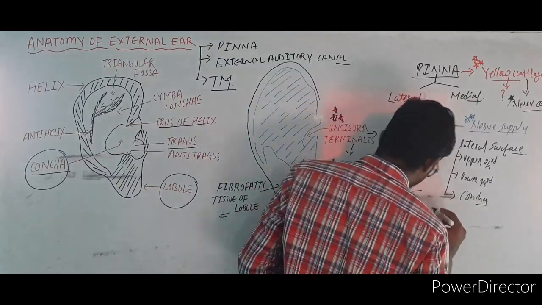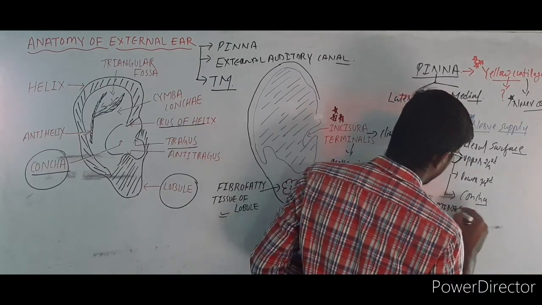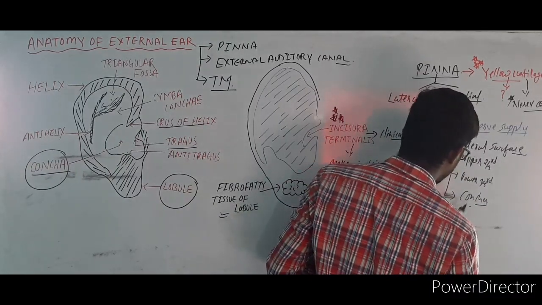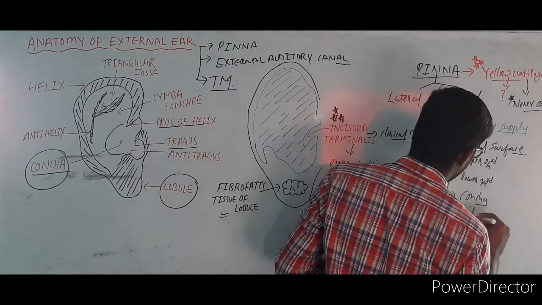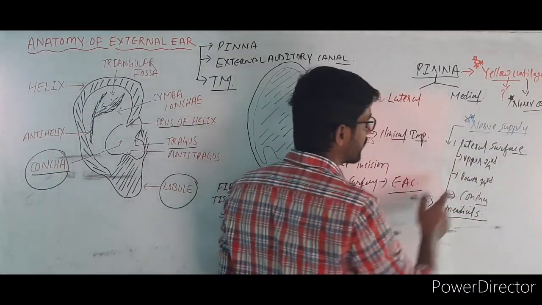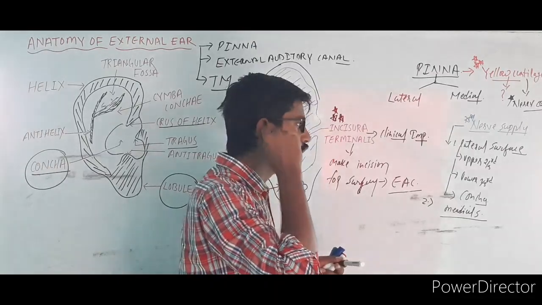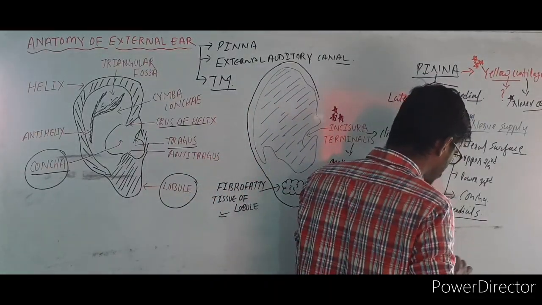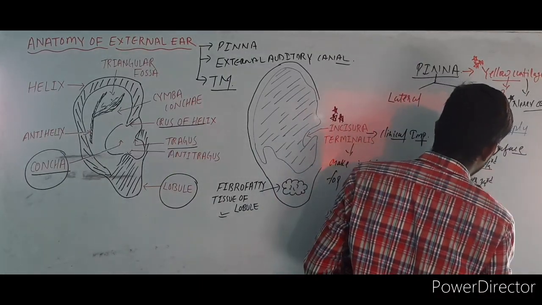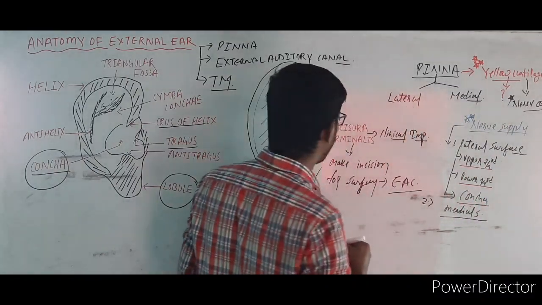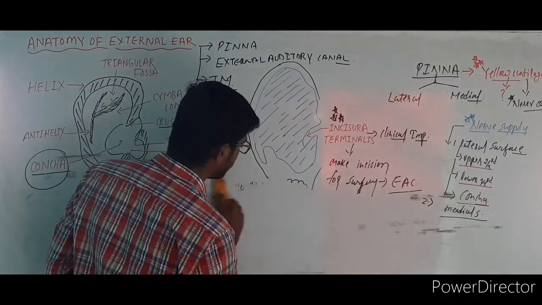And after that we will see the medial surface, right? Medial surface. So tell me the lateral surface, upper two-third. This part is the upper two-third, and here is the lower one-third. And this concha, all of these are supplied by, I want to go over this part.